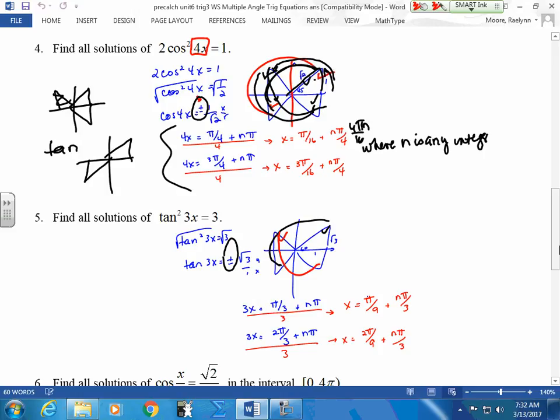And again, deal with the 3 at the end. Just divide everybody by 3, and you just needed an all solution. And don't forget to say where n is any integer. Like I forgot to. Not bad, right? I mean, it looks harder than it is.